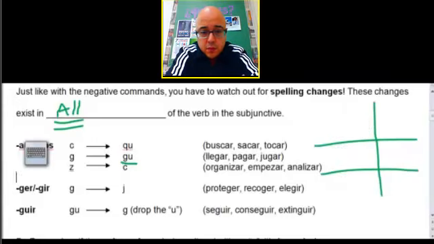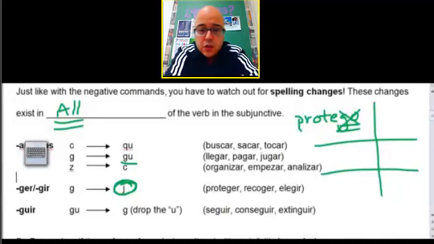The next verbs we have are ger verbs and gir verbs. The yo form gets a change. The G goes to a J. So it wouldn't be protego, right? To preserve that H sound, we change the G to a J. So it'd be protejo. And then you'd swap the ending. Since it's an ER verb, you'd add the A. Yo proteja.